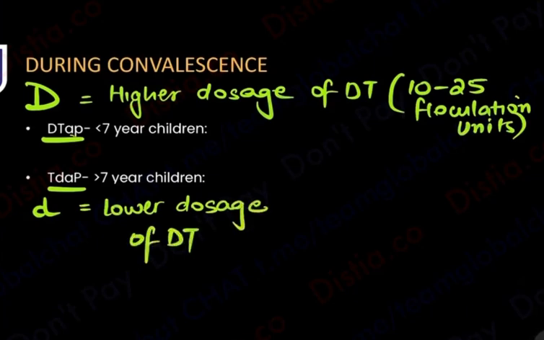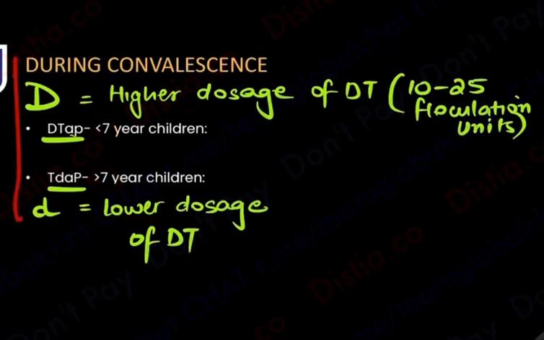So remember, for children less than 7 years of age, not only in convalescence, even when you're considering vaccination in a child less than 7 years of age, you will give the capital D, because less than 7 years ke age mein, you want to start the immune response. You want to activate the immune response by giving a higher dosage. Whereas in an older child above 7, you just want to boost the immunity. So for boosting the immunity, you do a lower dosage. So repeating, in a younger child, you give a higher dose, and in an older child, you give a lower dose.